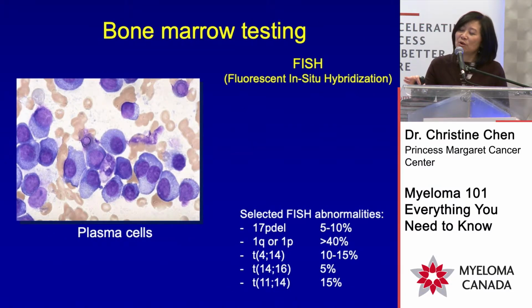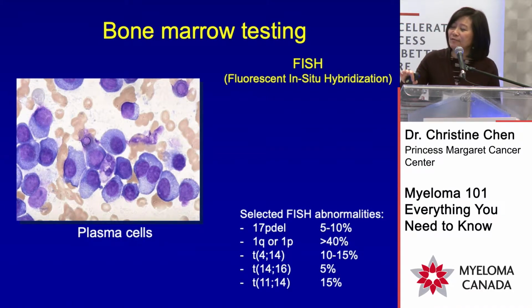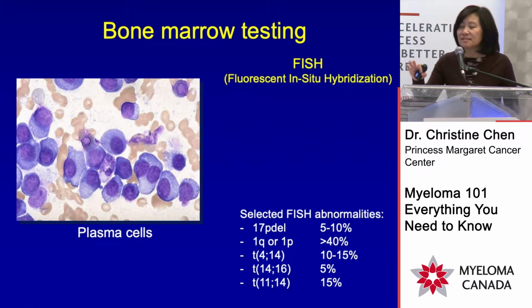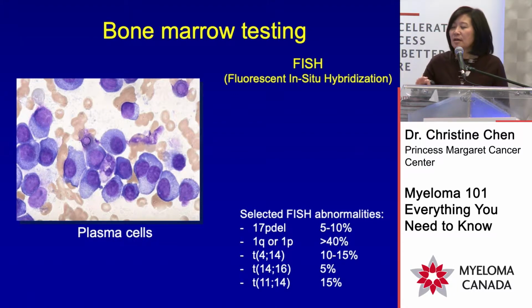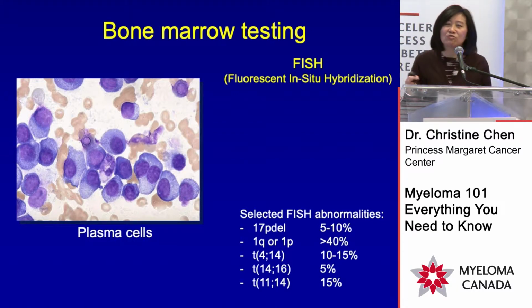You've seen this already, but this is what the bone marrow looks like with all these big blue cells being plasma cells. They're really dark and blue because they make a lot of protein, and that stains that color, whereas the orangey-pinky cells in the back are red blood cells. They don't have very much protein, so they don't stain blue.